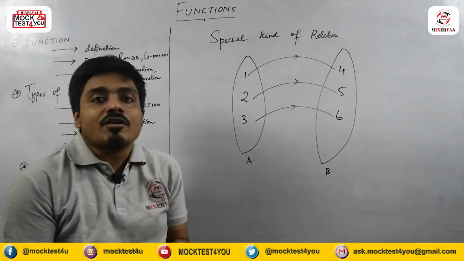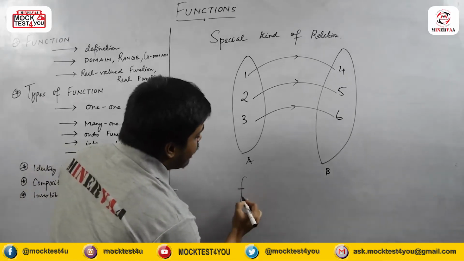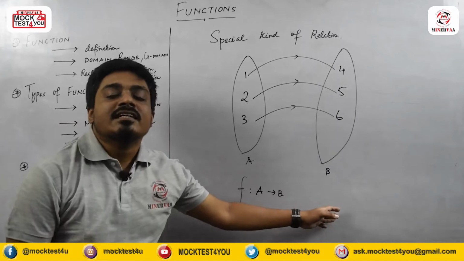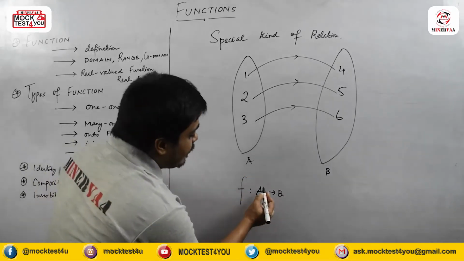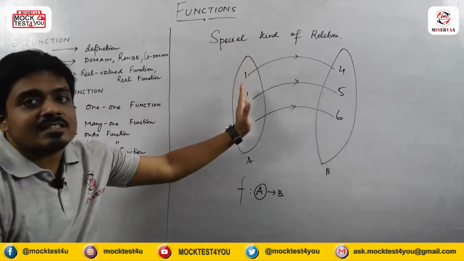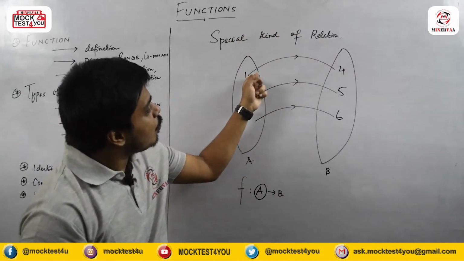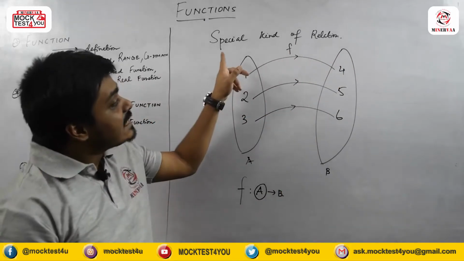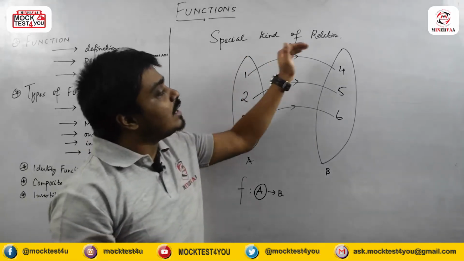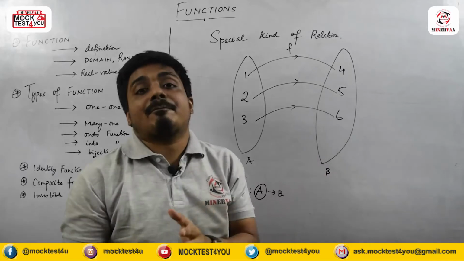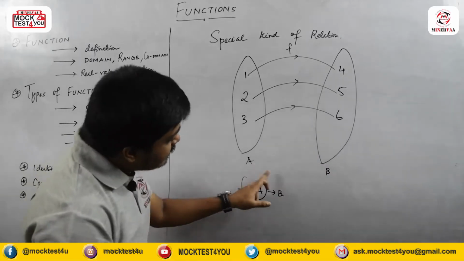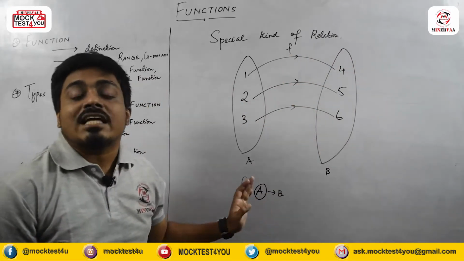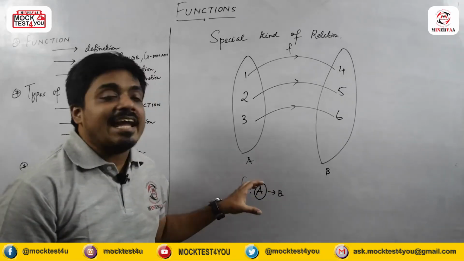Now how do we denote a function? We denote a function like this: f colon A to B. Here A gives you the first set. Look here, 1, the arrow is going towards 4, so here I will write f. The function is mapping the element 1 in A to the element 4 in B. It's called mapping of elements. And B is the second set. That's how we denote a function, f from A to B.